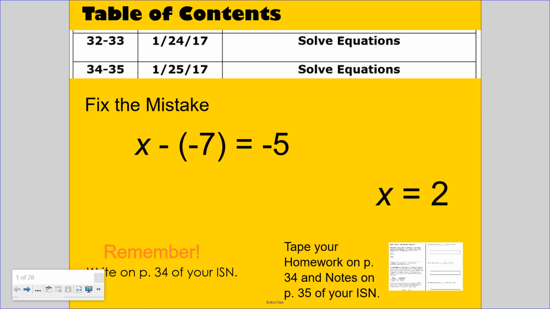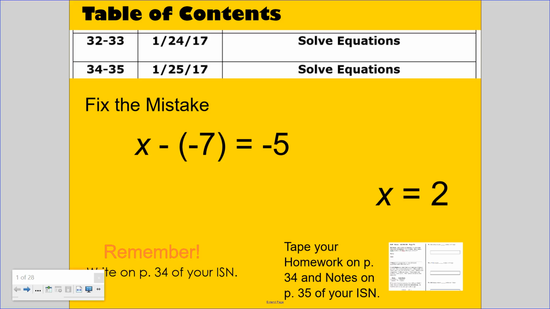This lesson is over how to solve one-step equations using multiplication and division. Let's look at our number routine of fix the mistake. So this is wrong. x minus -7 equals -5. According to this, they said that the variable x has to be 2. That's wrong. Well, let's see why.